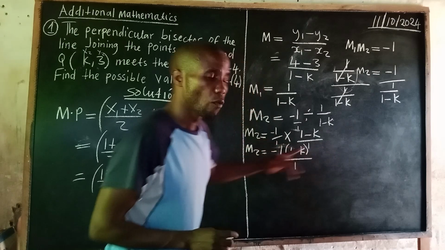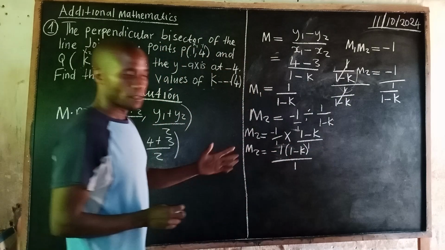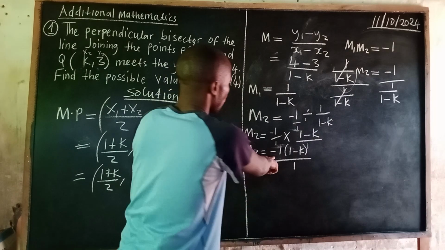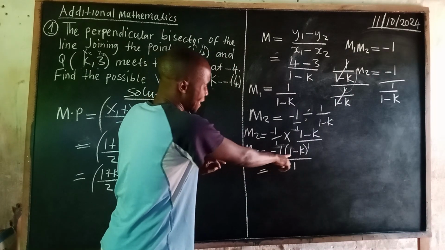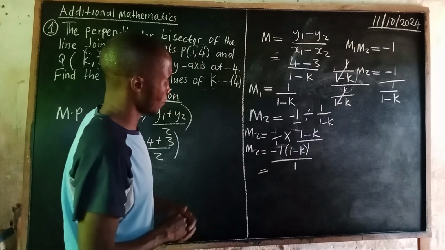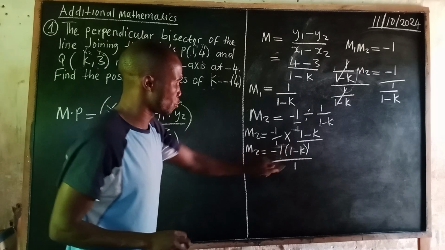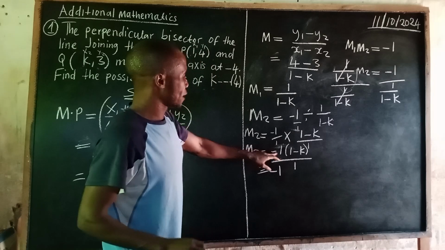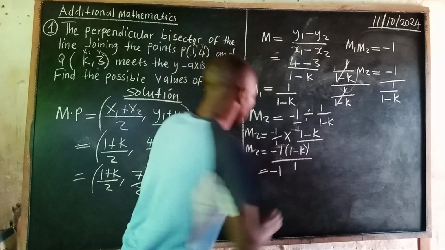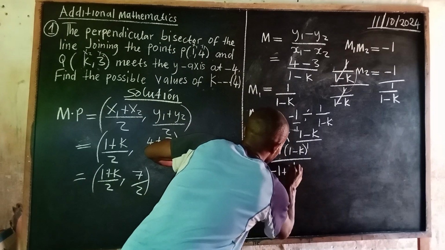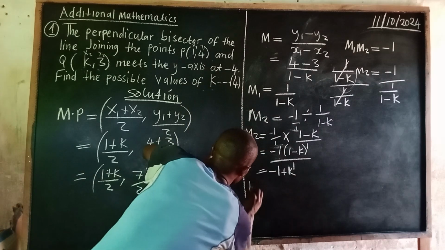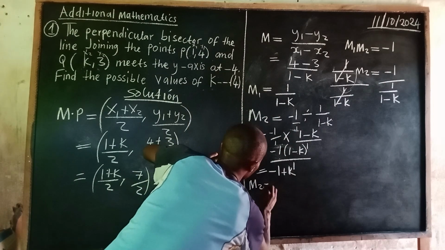Now from there, we can multiply so that we get rid of those brackets that we have just introduced. Then here we are going to say -1 times -1. Or -1 times 1, it's -1. That is the answer. Okay? Then -1 times -K, the answer is positive K. Okay? Positive K.